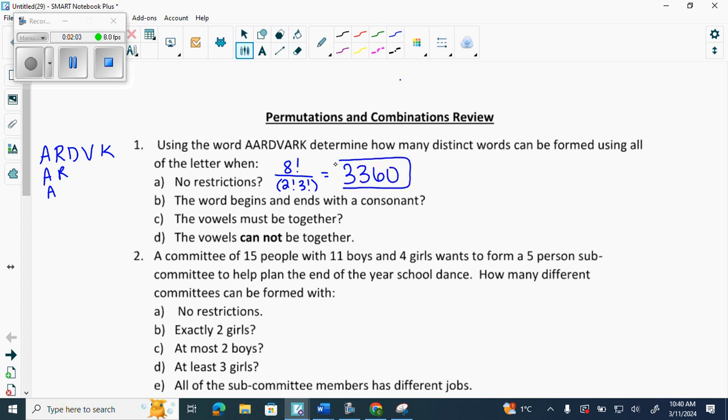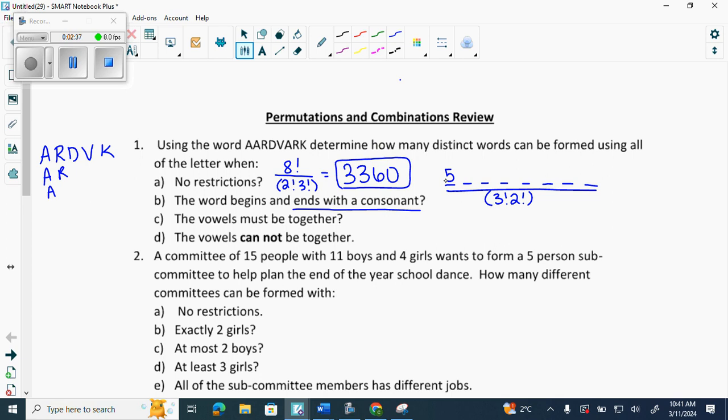Okay. The next one says the word begins and ends with a consonant. Cool. Love that. Still putting 3 factorial, 2 factorial at the bottom. You see how I don't even think? I immediately put that, and then I start doing the actual other work that they asked me to do. Okay. There are 8 letters: 1, 2, 3, 4, 5, 6, 7, 8. Begins and ends with a consonant. A consonant is not a vowel. So if there are 3 vowels, there are 5 consonants, correct? So I can start with a 5, but then what do I do?